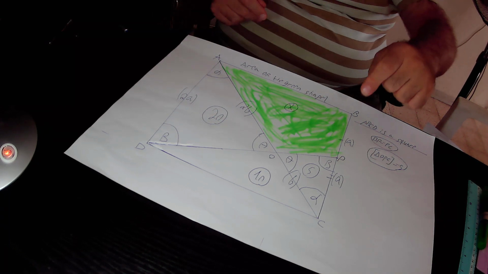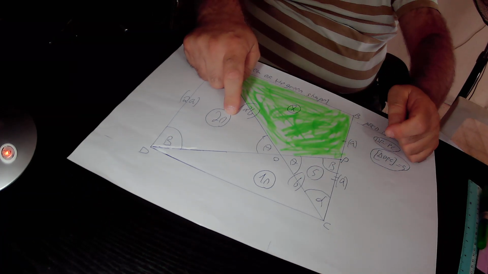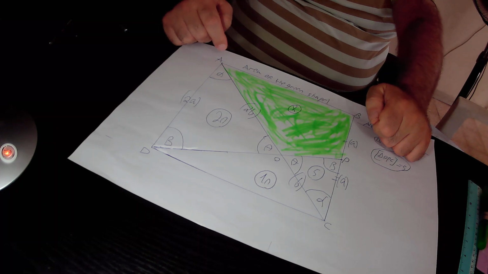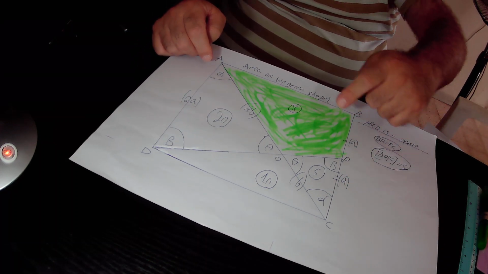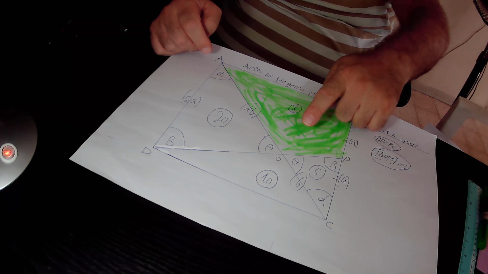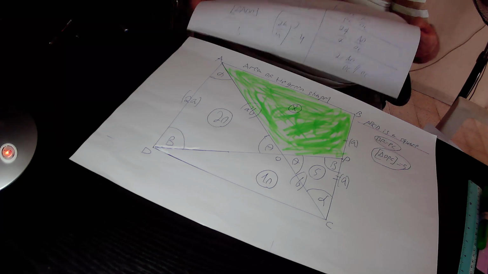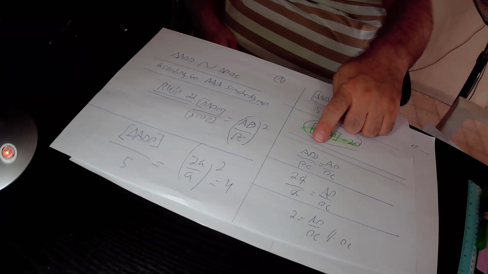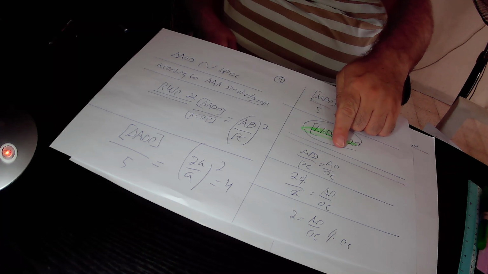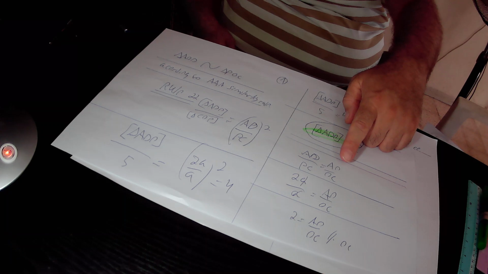Because those two triangles are similar to each other, the following relationship exists between their sides. Side AD of this triangle ADO over side PC of this triangle POC is equal to side AO of this triangle AOD over side OC of this triangle COP. And again, side AD of the big triangle AOD over side PC of the small triangle COP is equal to side AO of the big triangle AOD over side OC of the small triangle COP.